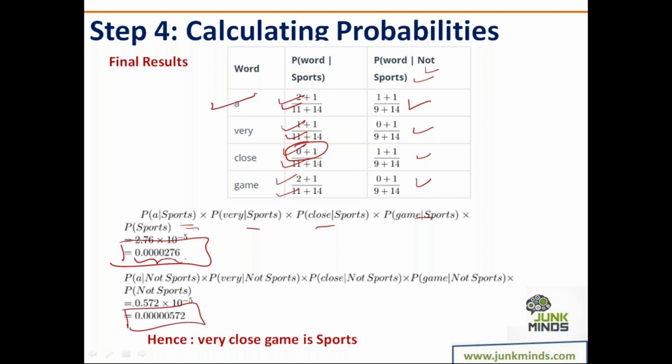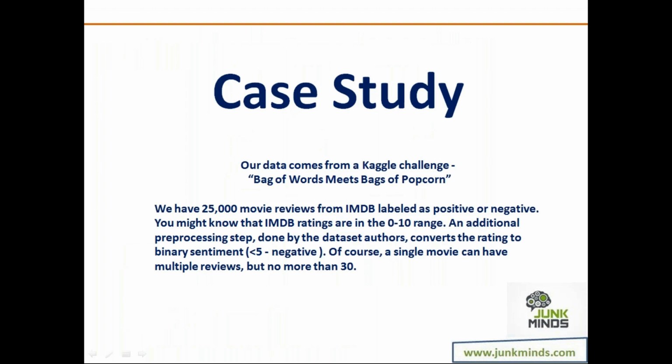So looking at this, what I understand is that the probability of this statement being about sports is this, but the probability of this statement not being about sports is this. If this is A and this is B, what I find is A is greater than B. That means the probability of this statement being about sports is higher than the probability of this not being about sports. That is why I'll say that this statement, a very close game, is related to sports. Is this understood? This is how your naive Bayes theorem is going to work, right?